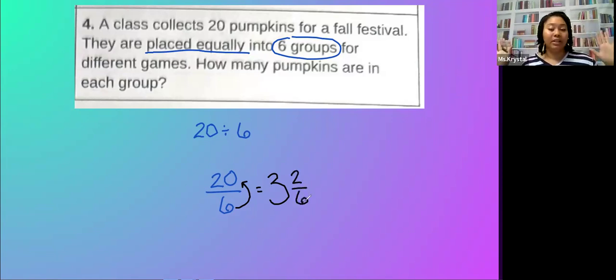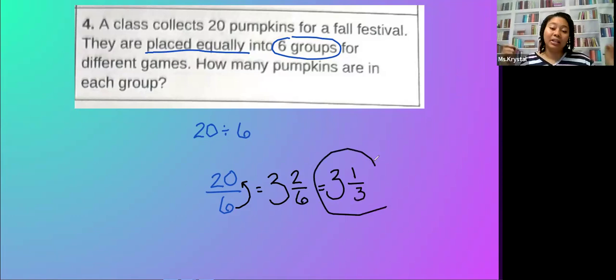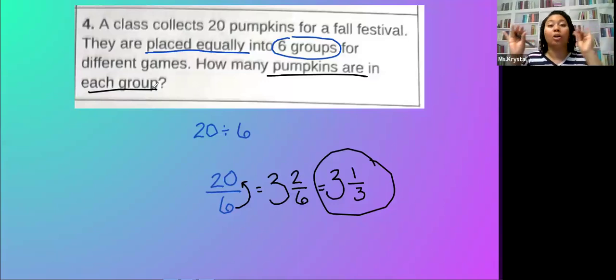Now, here's the thing. This isn't a halfway problem, but they're both even numbers. 2 is even, 6 is even. So we know we can divide by 2, or just cut it in half. What's half of 2? 1. What's half of 6? 3. So the final answer here is 3 and 1/3. 3 and 1/3 what? Read the last part of your question: pumpkins are in each group. So 3 and 1/3 pumpkins in each group.